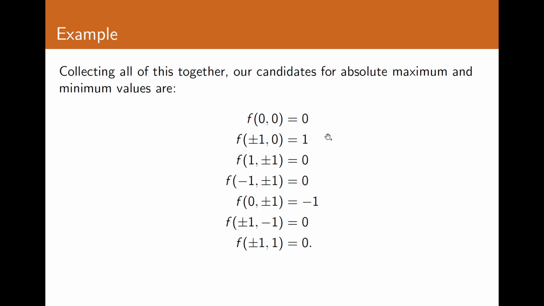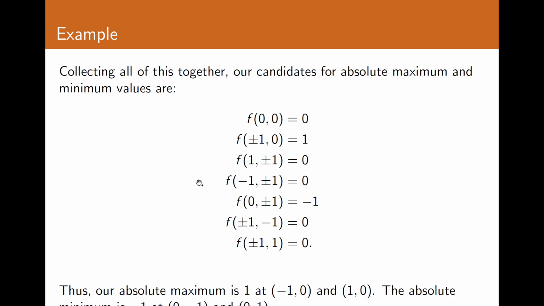So we see from this list that 1 is the biggest value and minus 1 is the smallest value. So that means these values are our absolute maximums and these values are our absolute minimums. So absolute maximum is 1 and it occurs at minus 1, 0 and 1, 0. And the absolute minimum is negative 1 and that occurs at 0, negative 1 and 0, 1.